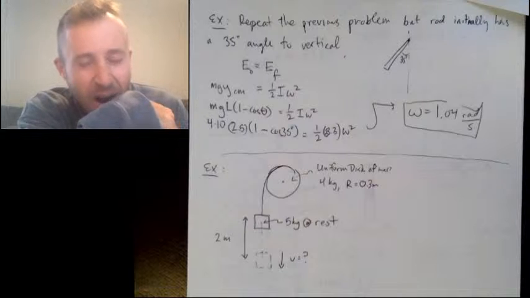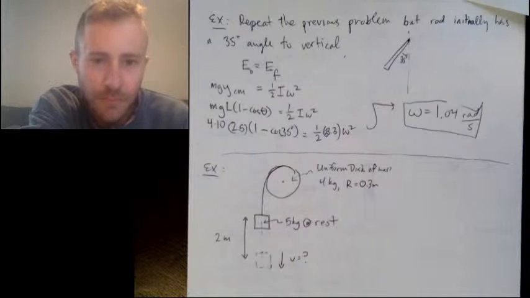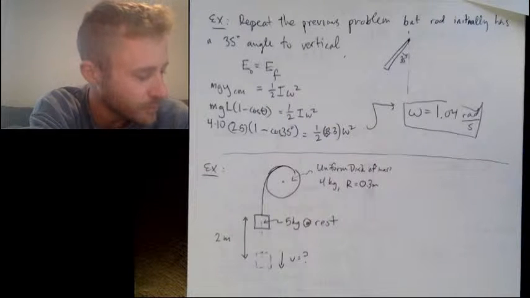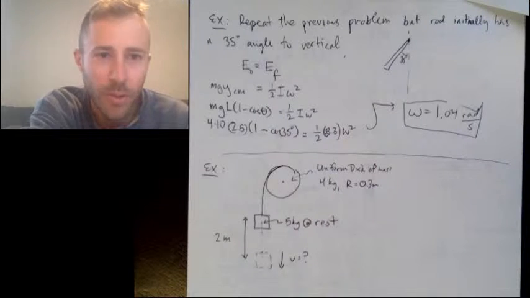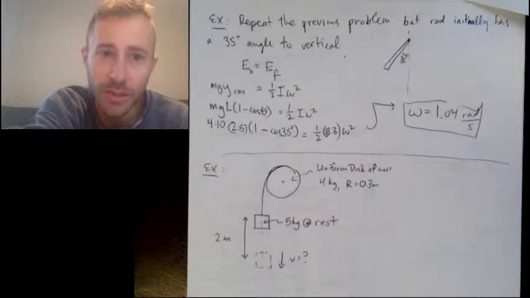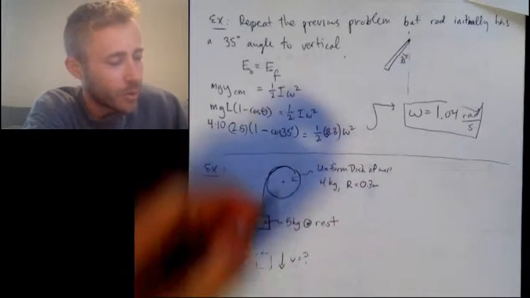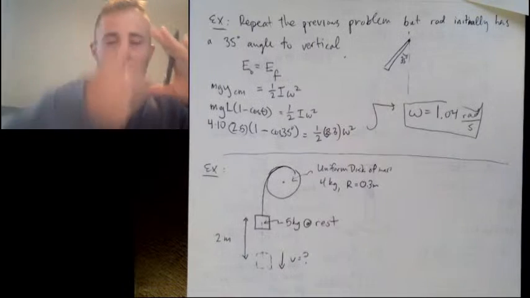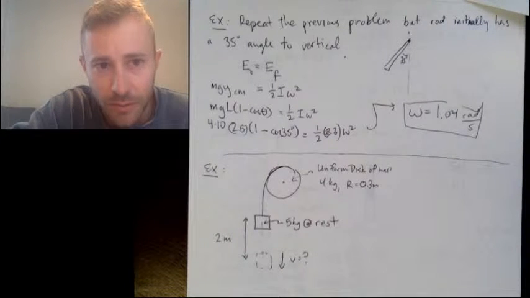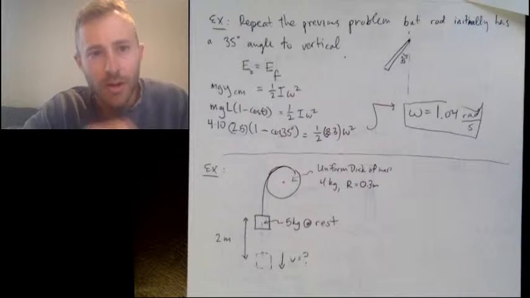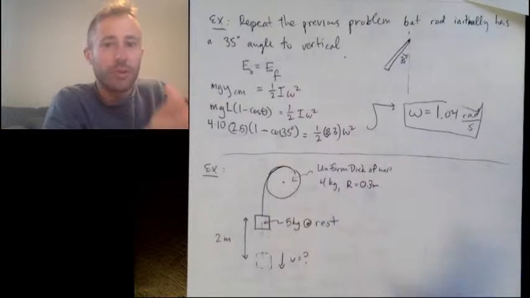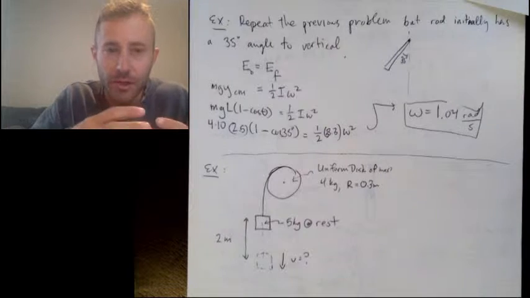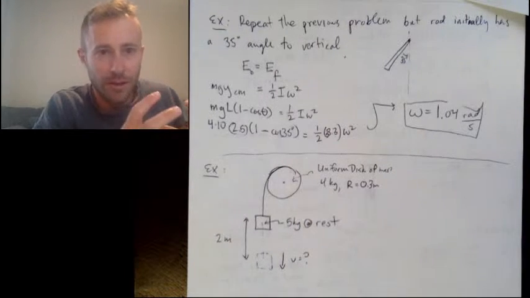Excuse me. We did some problems like this in our energy unit, but we didn't consider the mass of the pulley itself. Okay. So here we're actually considering if you have a spool and it's spinning, it has rotational kinetic energy. When we did energy earlier in the course, we assumed that the disk was massless, so that it has no kinetic energy. But now we're going to take that into account.